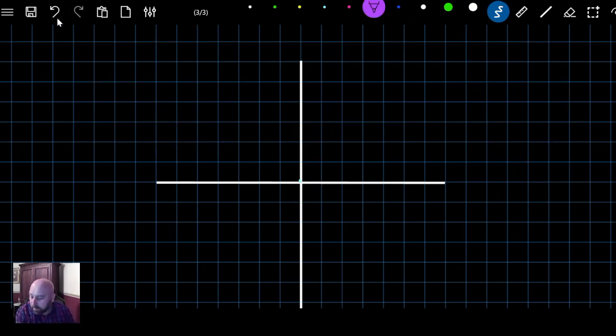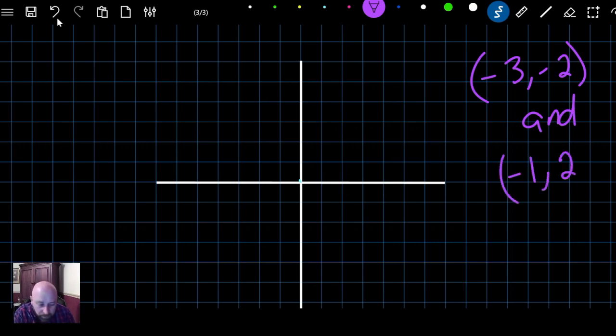This time I'm going to give you 2 points. This is in your book on page 301. Let's call the first one negative 3 comma negative 2. And we're going to put a second point on here. The second point is going to be negative 1 comma 2. Now what we want to do is graph those 2 points.